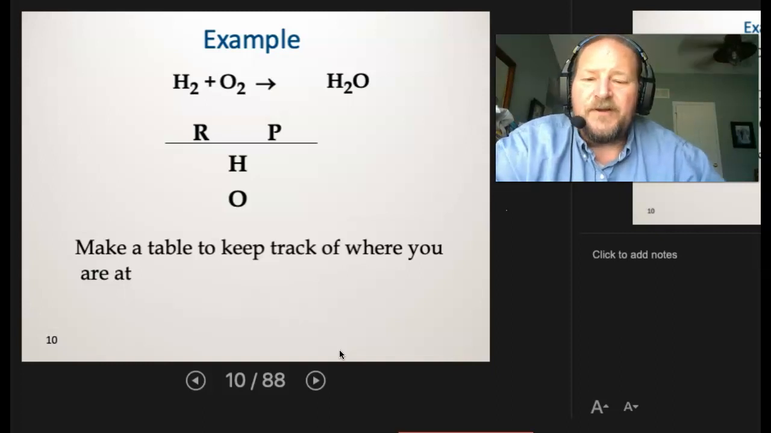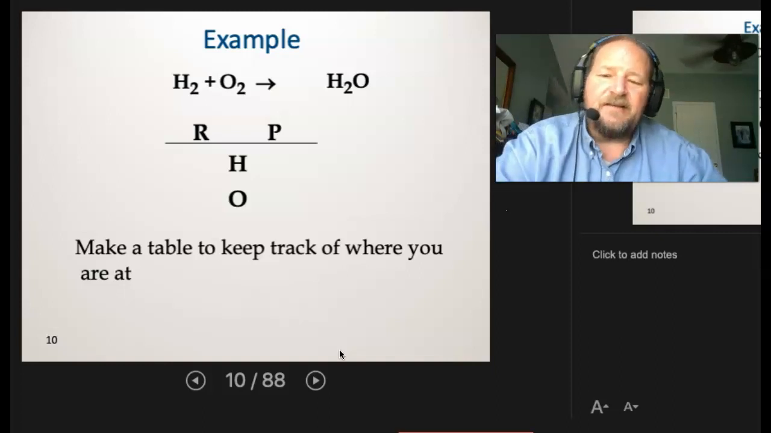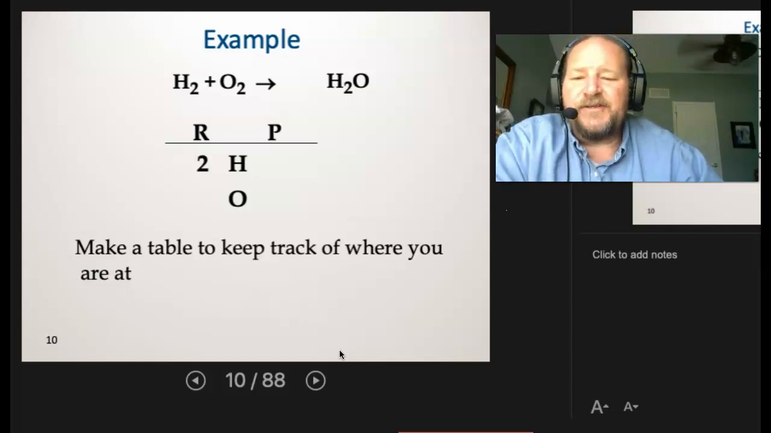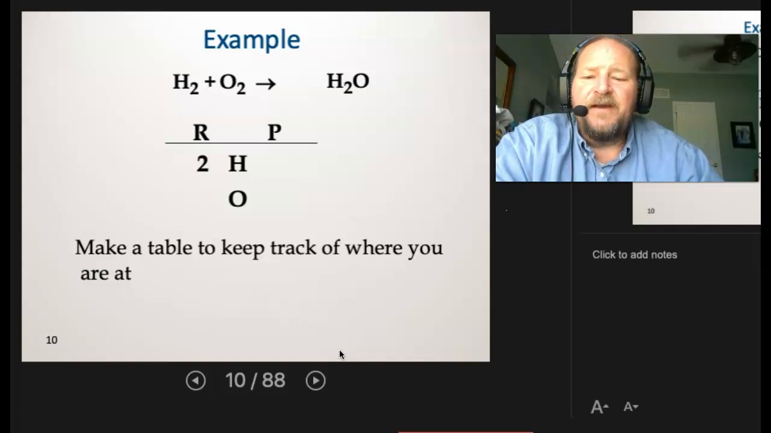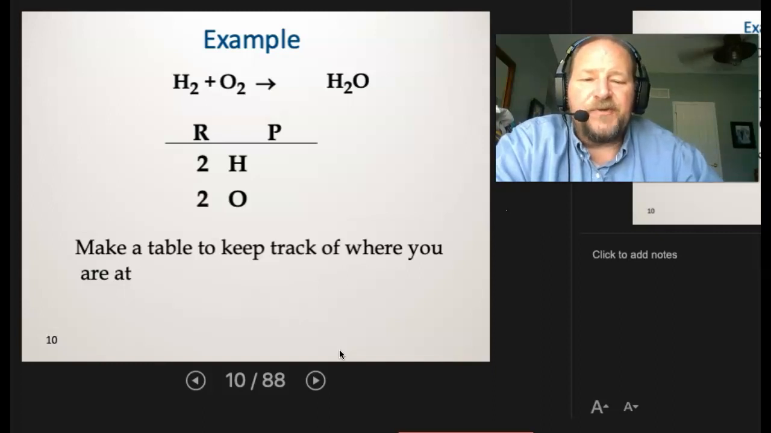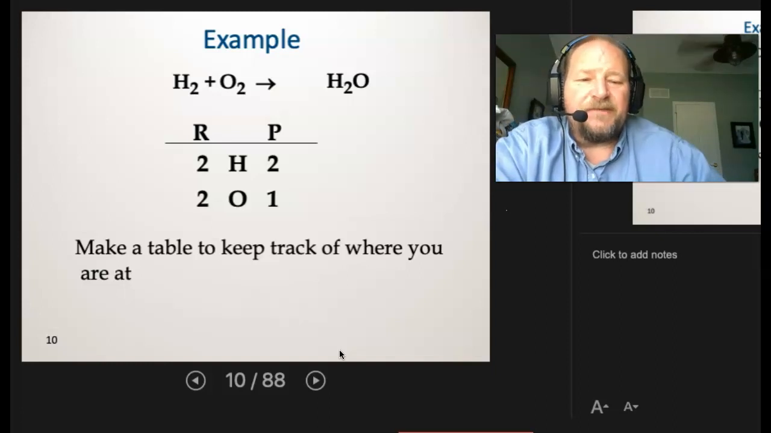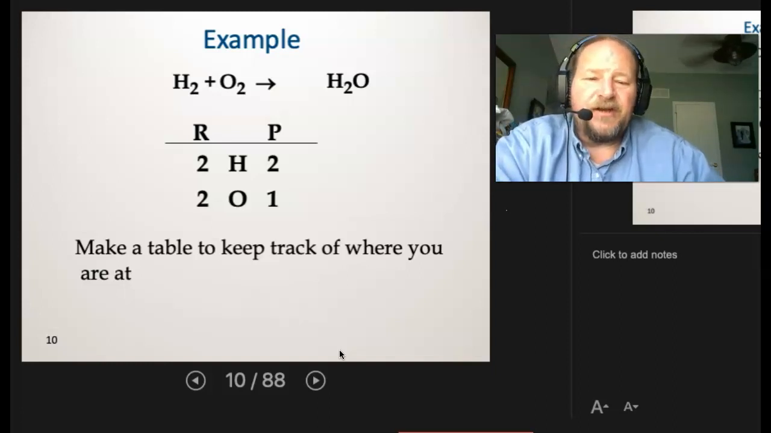Then what we're going to do is go back up to our reaction and take a look at it. So on the reactant side, we have 2 hydrogens. So there's your 2. On the reactant side, we also have 2 oxygens in the form of O2. Now on the product side, in H2O, we have 2 hydrogens and of course 1 oxygen. All right, now what we're going to do is simply go down our list and make sure we have the same number on both sides. Here we can see the 2 hydrogens, we're good to go.